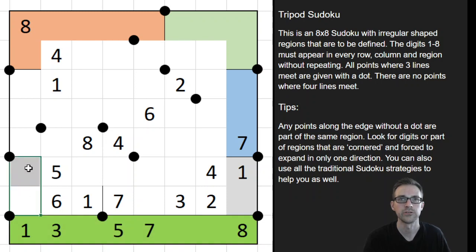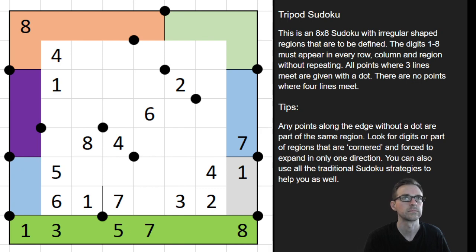Now if we go to these two cells, that must be part of the same region. We'll make that blue, and then these are all part of the same region. Let's make that, I don't know, purple. Well, let's make it red.